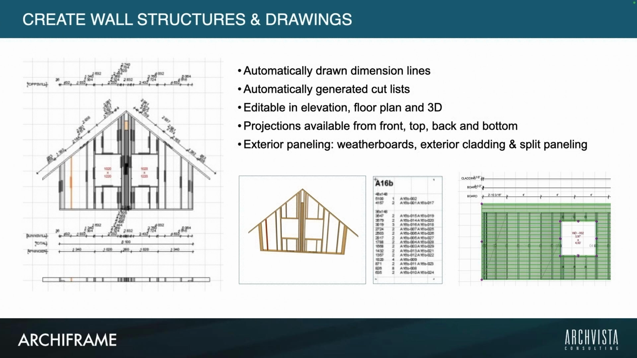Whether you're using steel or wood, the same applies to both. One of the real powers of ArchiFrame is not just the modeling side of it, it's also the ability to automatically draw your dimension lines and automatically generate cut lists. It enables you to edit the generated framing in elevation, floor plan, and 3D. The projections created are available for front, top, back, and bottom for all the framing. It can also do exterior paneling, such as weatherboards, exterior cladding, and split paneling.